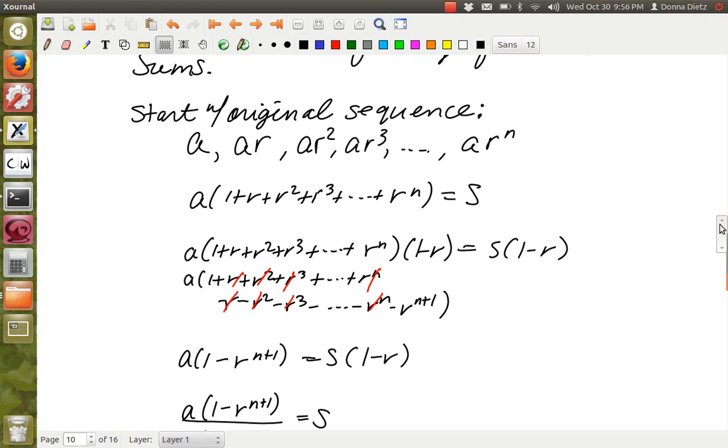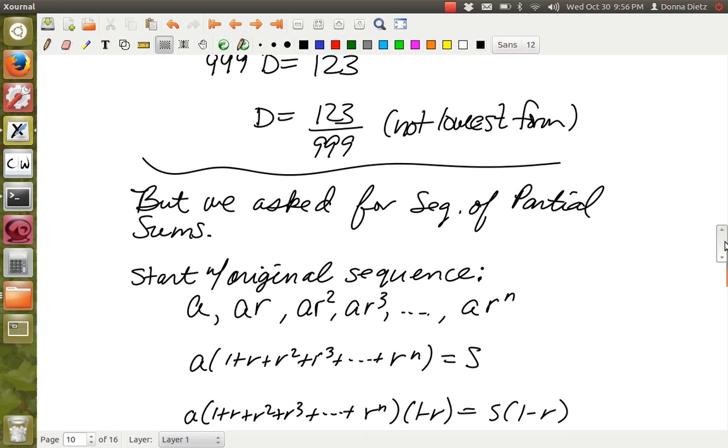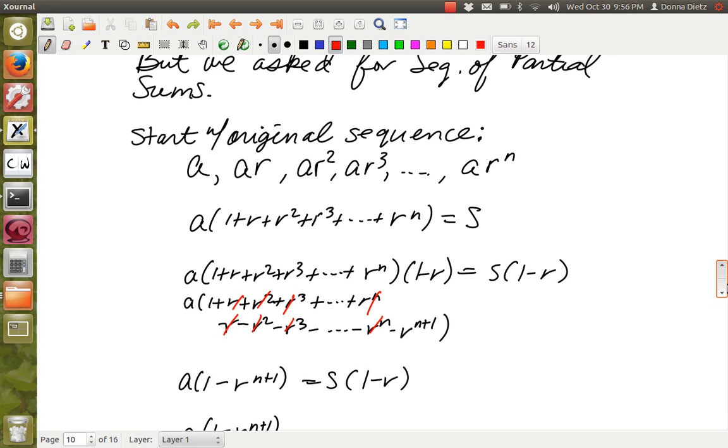Well, how do we do the sequence of partial sums? We have the same sequence we've been talking about. Just looks like that. And I'm going to just factor out the a's just to make things neater. One way to do this is, if you've seen this trick before, you say, if I multiply both sides by 1 minus r, something nice will happen.